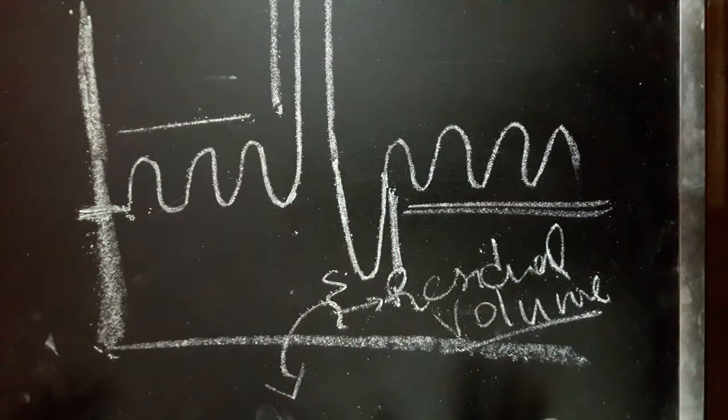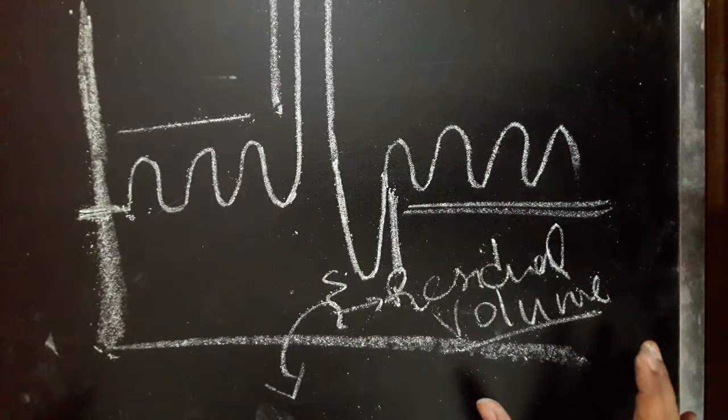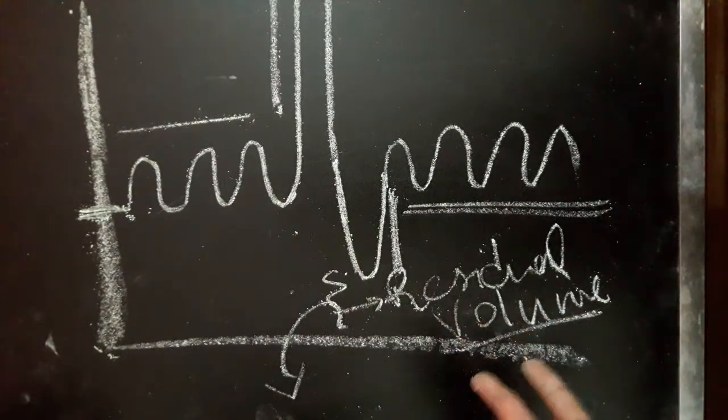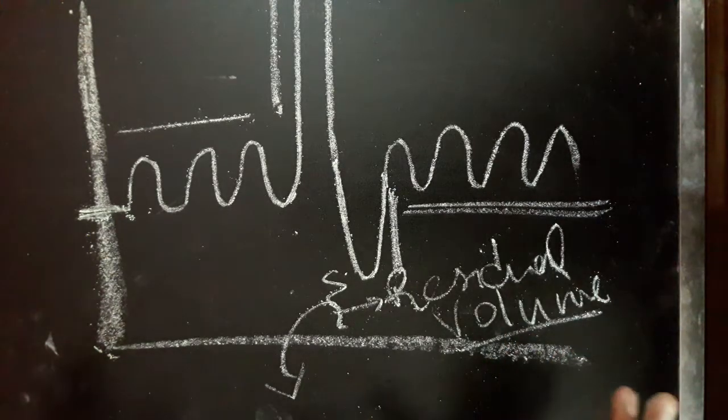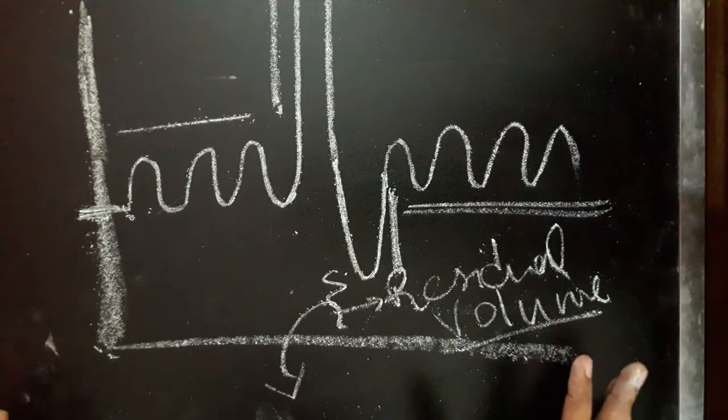All these lung volumes can be measured by spirometry except for your residual volume, because you never expire this out, so the spirometry won't be able to measure it. This is a high yield point. The rest of the volumes you can measure by spirometry.